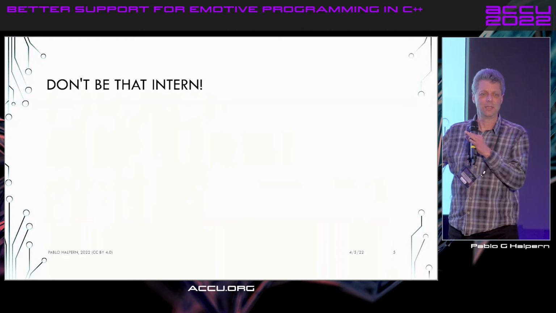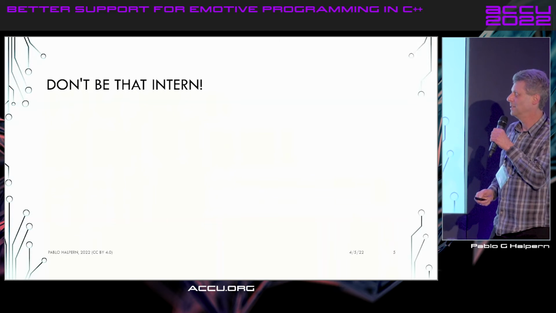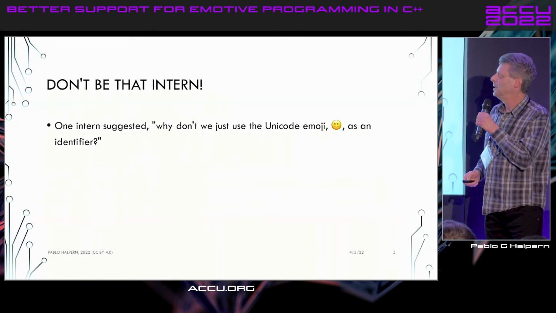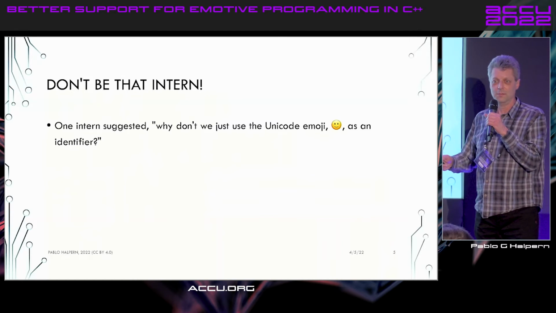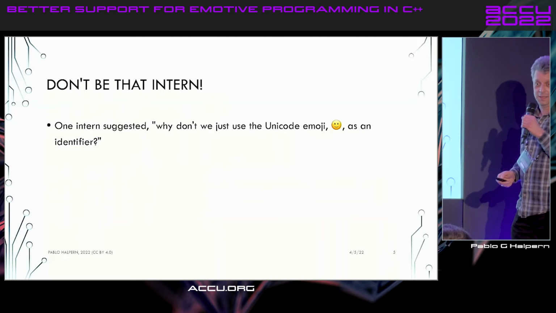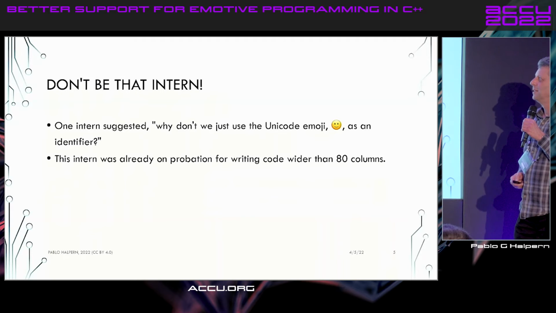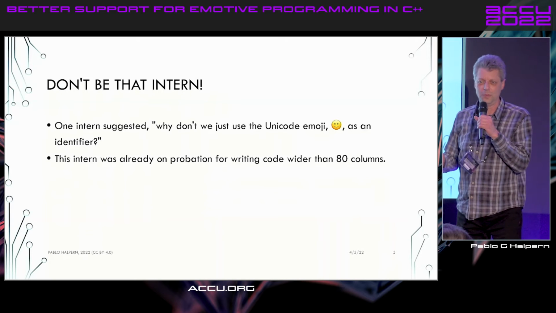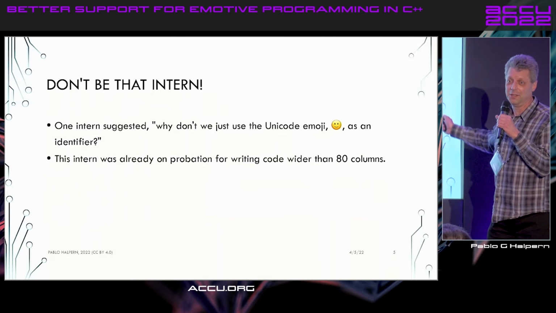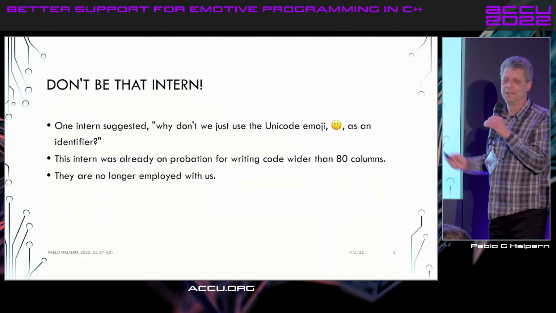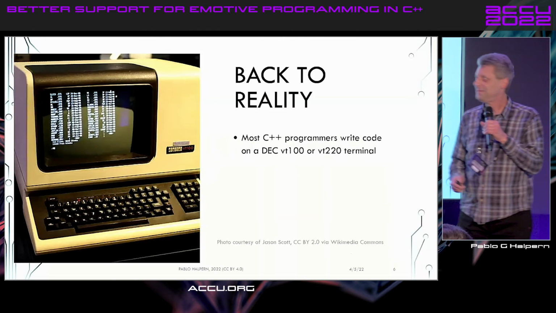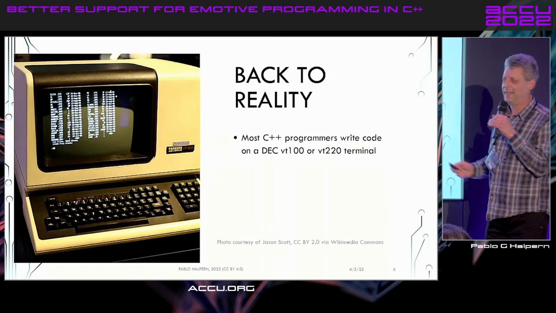So I'm going to have a little digression. Don't be that intern. One intern suggested, why don't we just use the Unicode emoji for the smiley face as an identifier? Now, this intern has already been on probation for writing code that was over 80 columns long, and they're no longer employed with us.